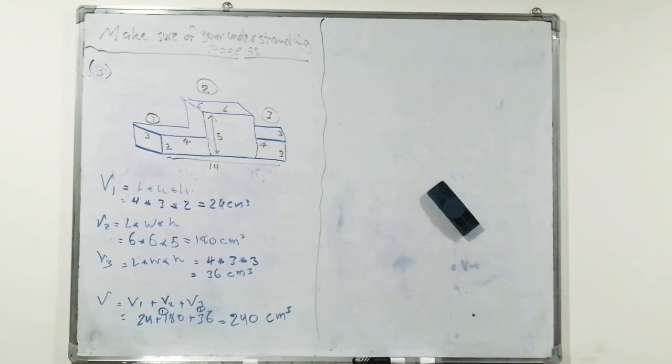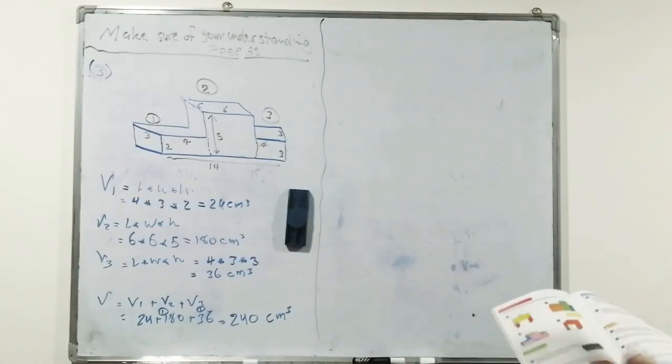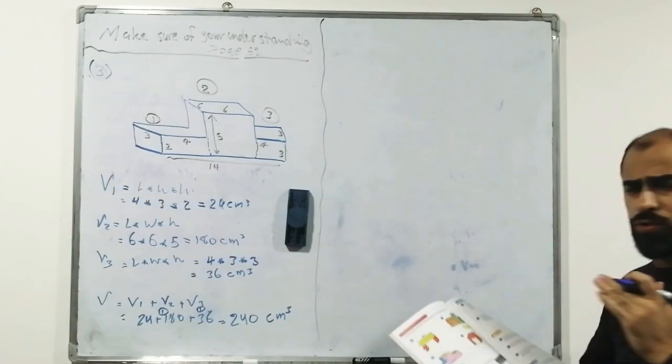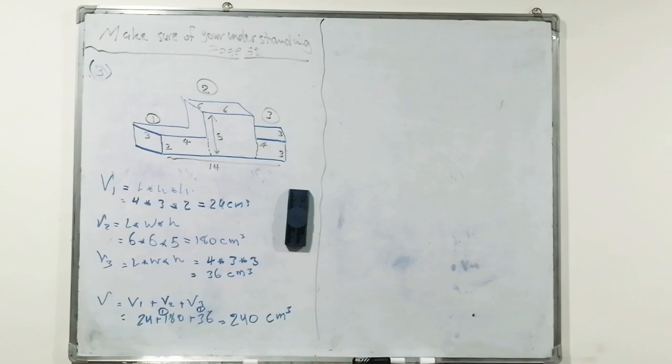And in the same way, we will solve question number 4. I will leave it as homework for you. We have to divide the compound shape into 2 or more simple shapes and find the volume of the simple shapes to find the volume of the compound shape.